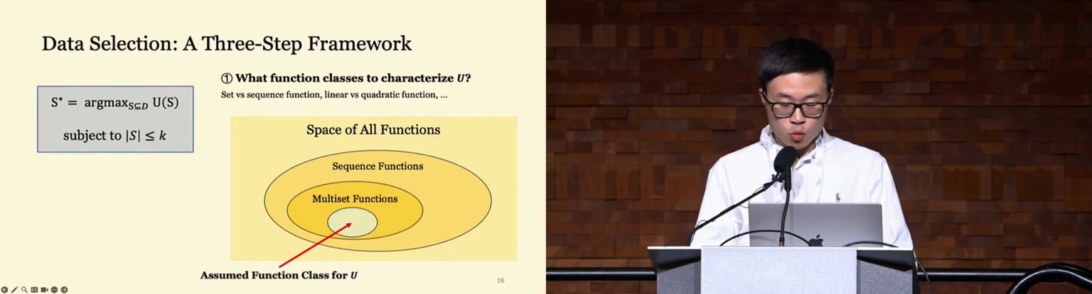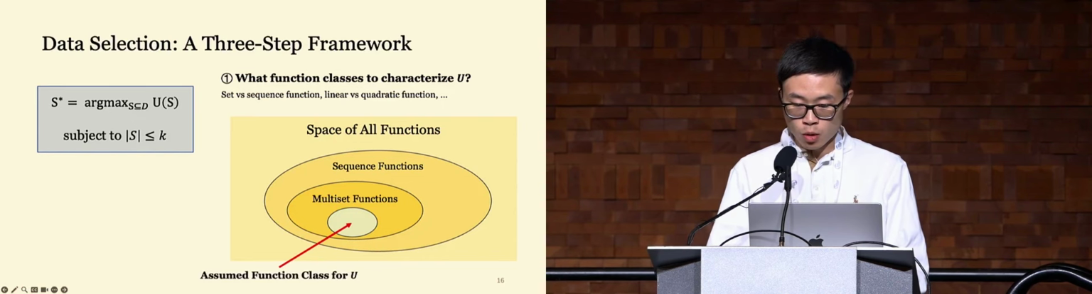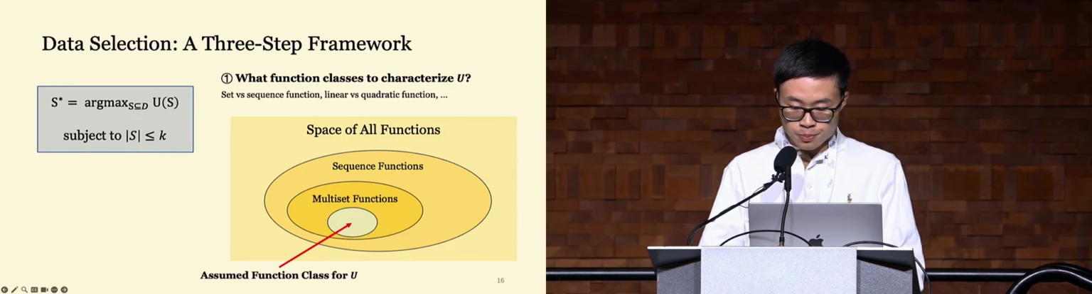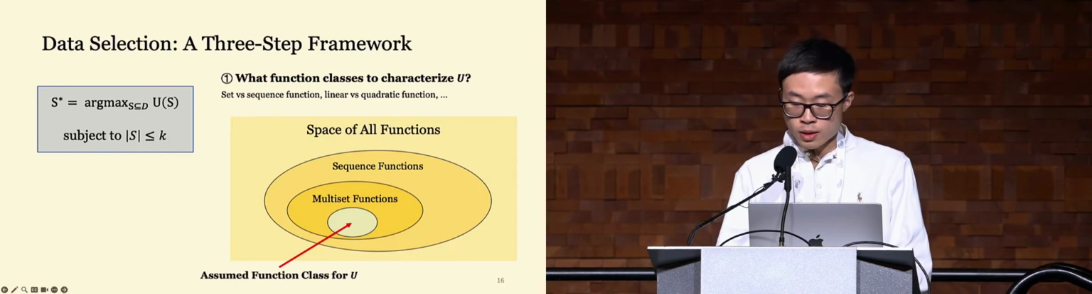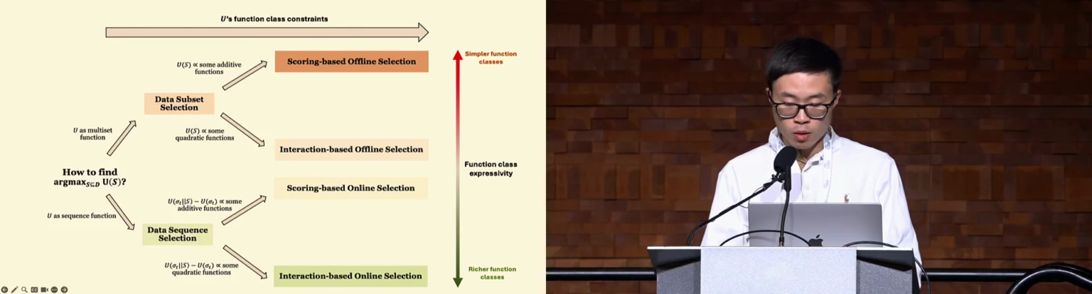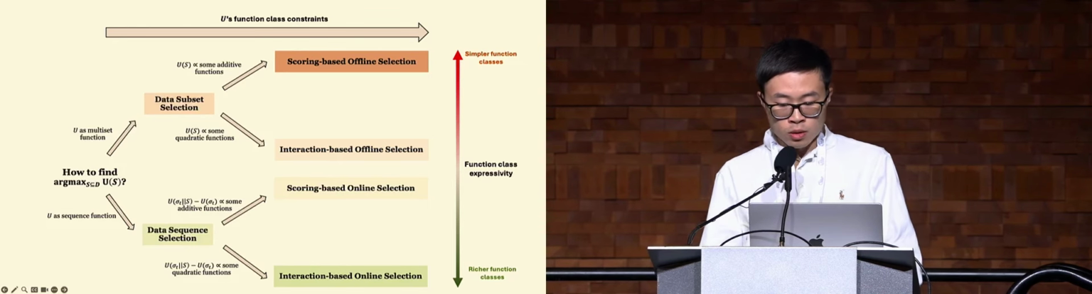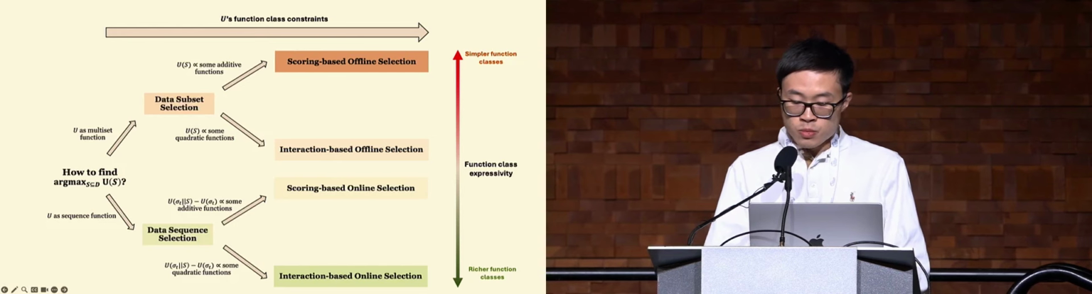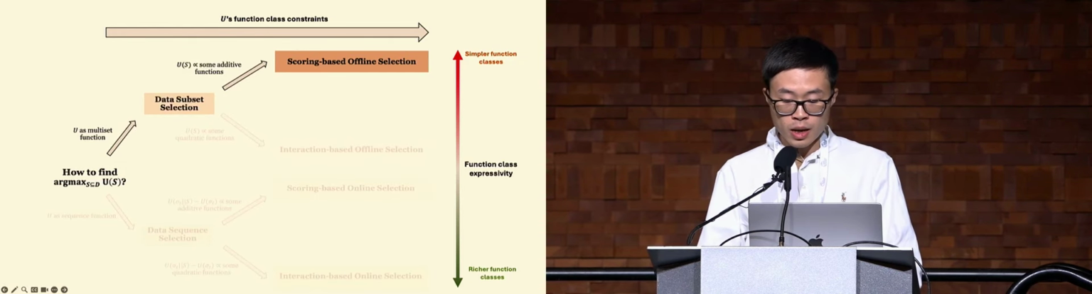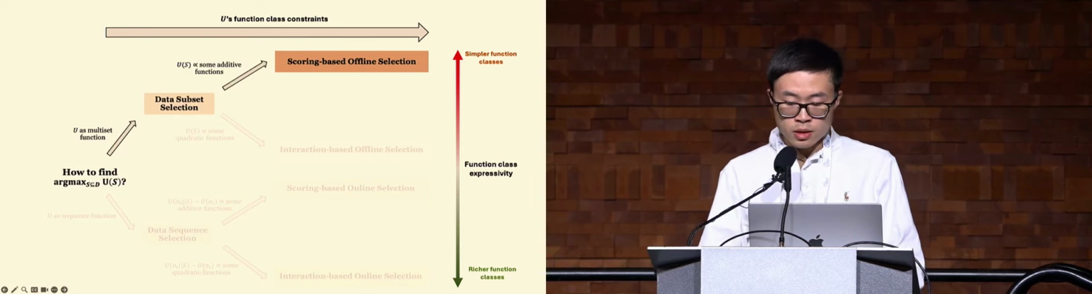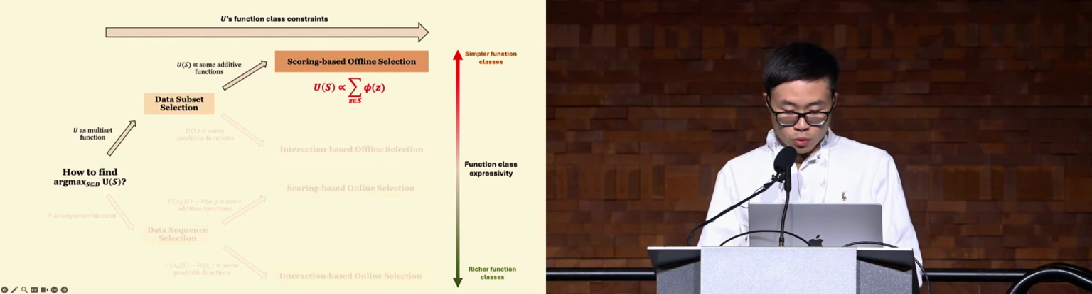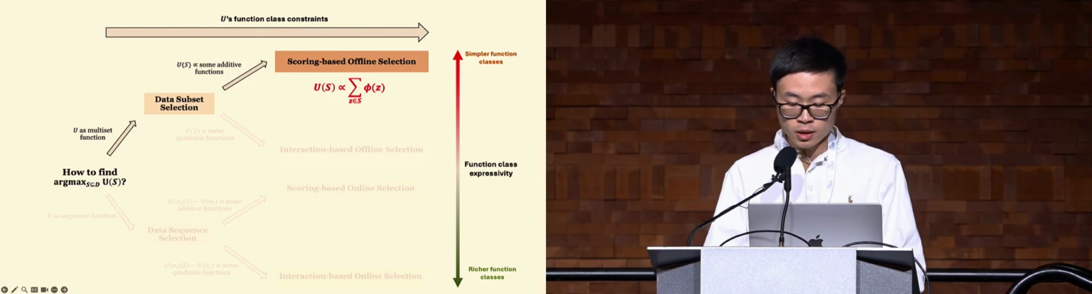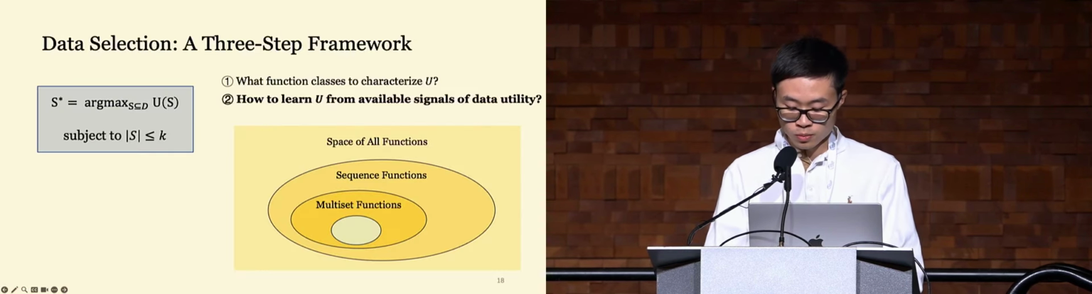So we break down the general paradigm of data selection methods into 3 components. First, we need to choose an appropriate function class to model our utility function. For example, in offline data selection, the utility function is often assumed to be a set function, while in online data selection or curricular learning literature, it is treated as a more general sequence function. So what we need here is to restrict the possibilities of what our utility functions look like to make the data selection problem more tractable.